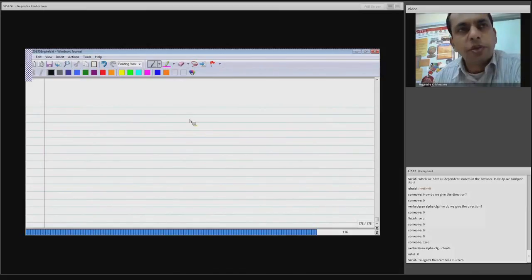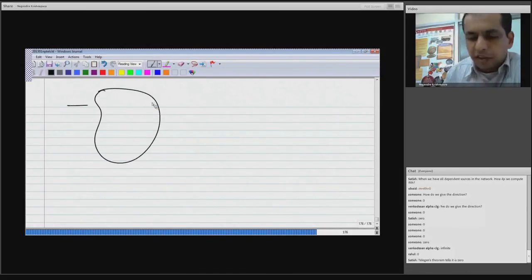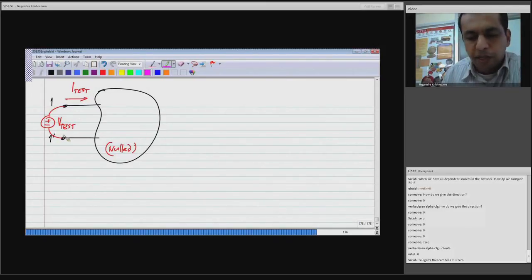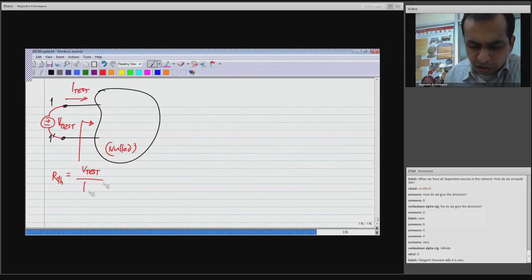Now with resistors, what we did was to use the resistor formula to calculate the resistance. But in general, if you have any network with two terminals, let's say 1 and 1 prime, the way to find the resistance looking into 1 and 1 prime is to apply a test voltage V test and analyze the circuit. In case of Thevenin's theorem, whatever is inside will be nulled, all the independent sources will be nulled, and you find I test. Because you have a single independent source V test, this I test will be proportional to V test. So the Thevenin resistance will be V test by I test, okay.